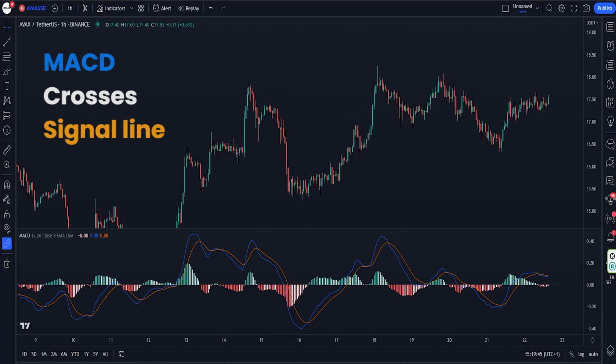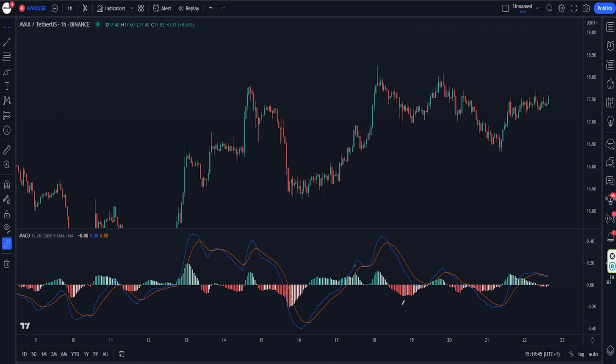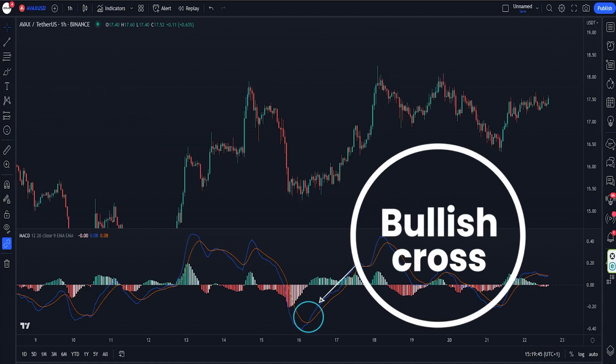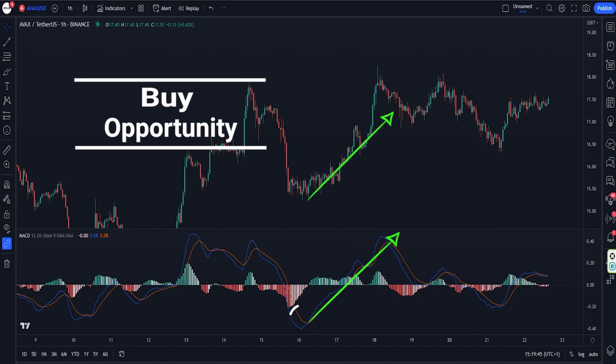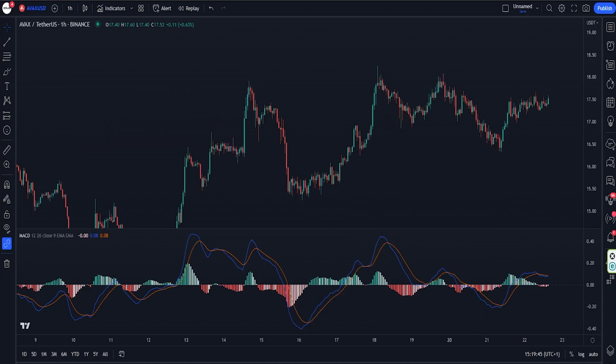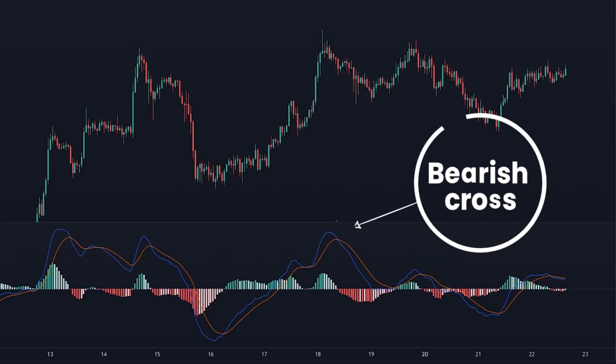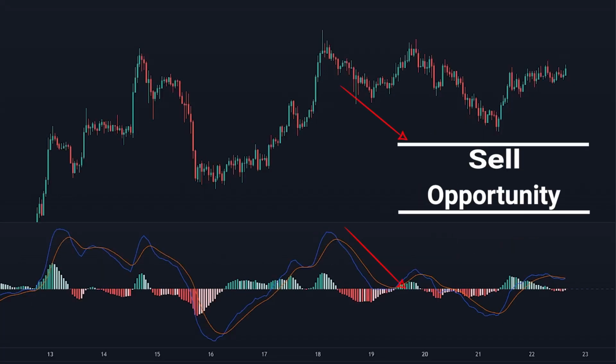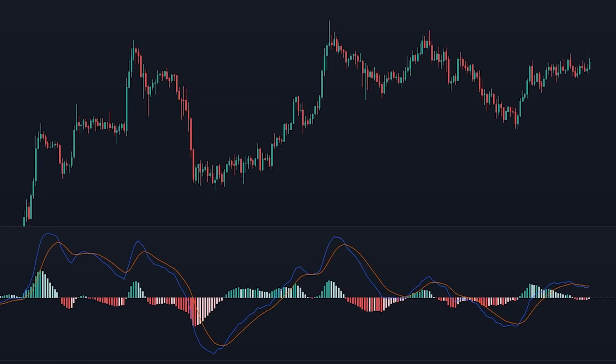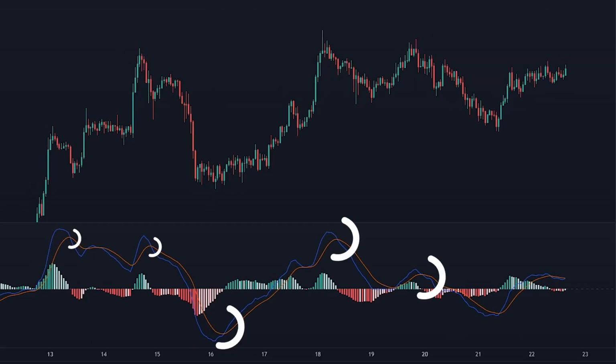When the MACD line crosses the signal line from the downside, it is considered a bullish signal and may indicate a potential buy opportunity. Conversely, when the MACD line crosses the signal line from above, it is considered a bearish signal and may indicate a potential sell opportunity. Okay, so this is the theory, but as you can see, there are many crosses, and only a few of them indicate good entry points.